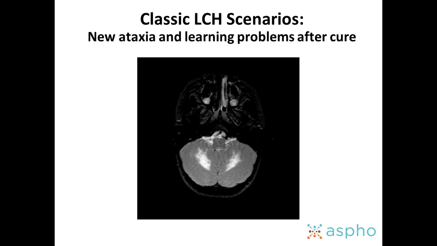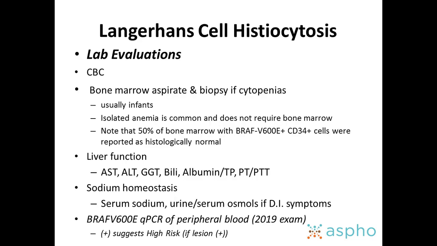And then again, someone who's 10 years off therapy starts having balance problems and learning problems. You do an MRI, this is what it looks like. So just put things in context of scenarios that you would maybe write if you were writing a test. All right, and lab evaluations are pretty much what you would do for any kid to look up these problems I just talked about.